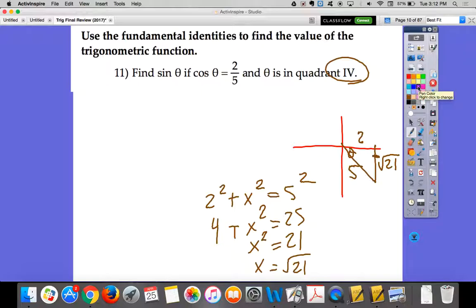Direction is important. So once you've got your picture labeled, all you have to do is look at the picture and determine sine. So sine is defined as opposite over hypotenuse. So negative square root of 21 over your hypotenuse, which is 5.